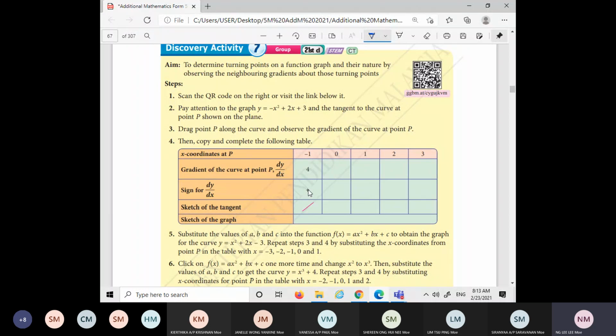For the sketch of the tangent, if this is positive, it goes this way up. That is the sketching of the tangent, and this one you know already, all this. Then we fill out the rest.